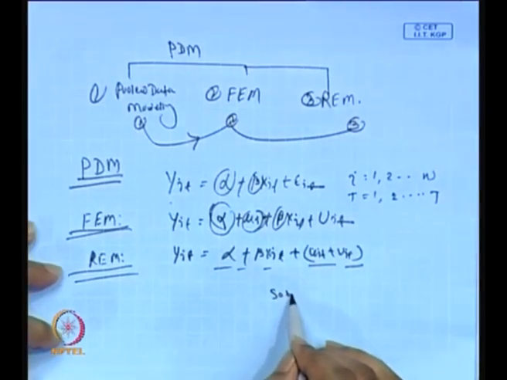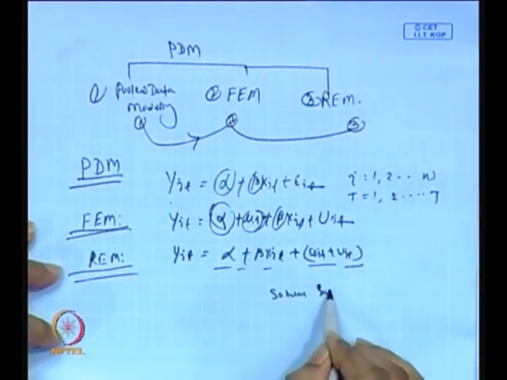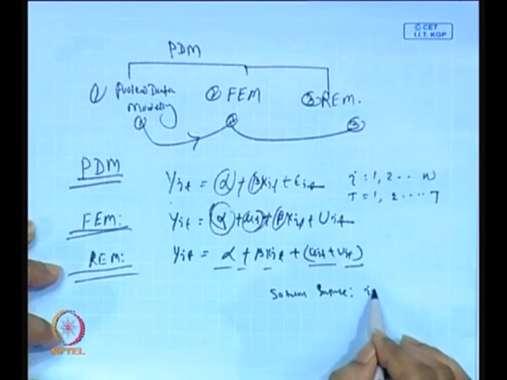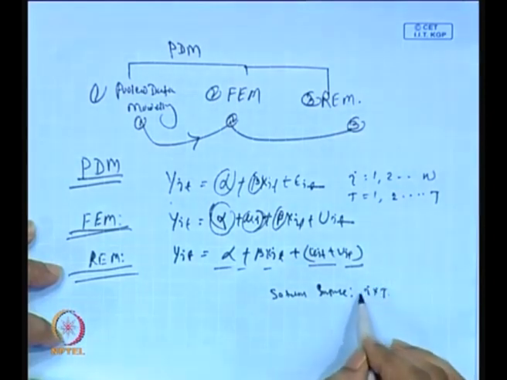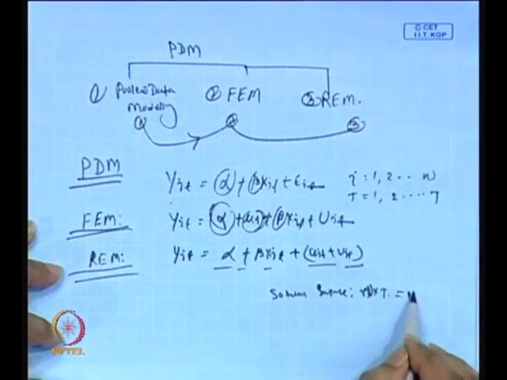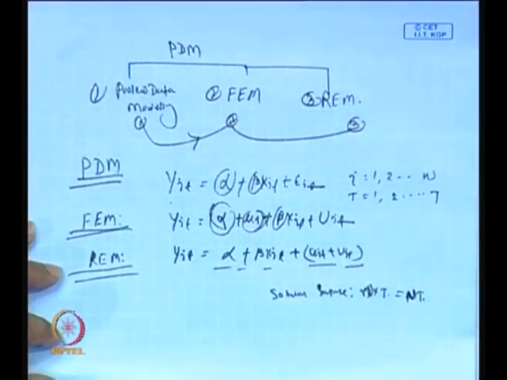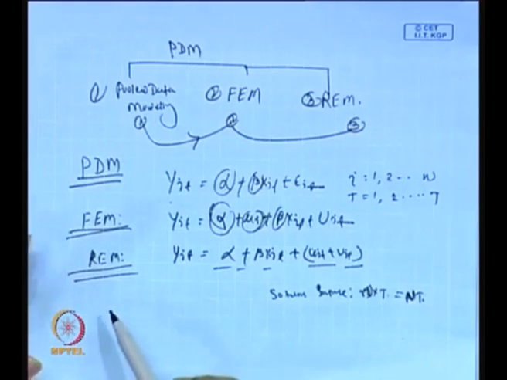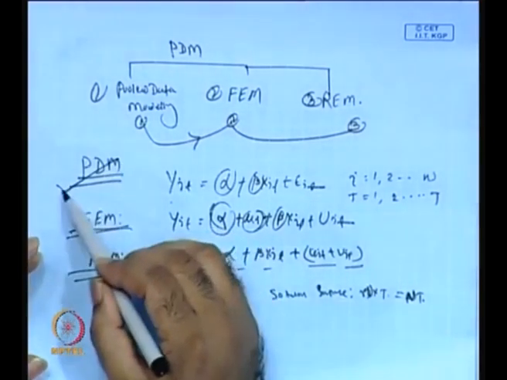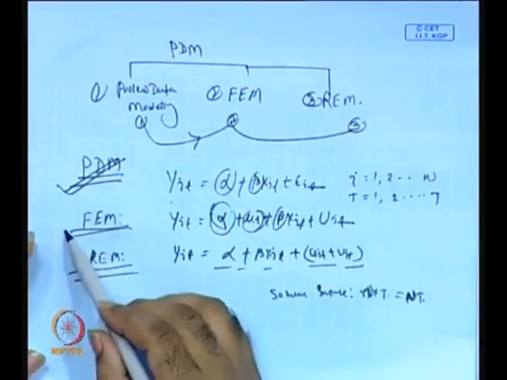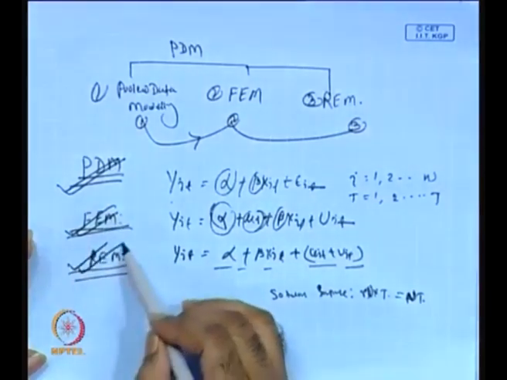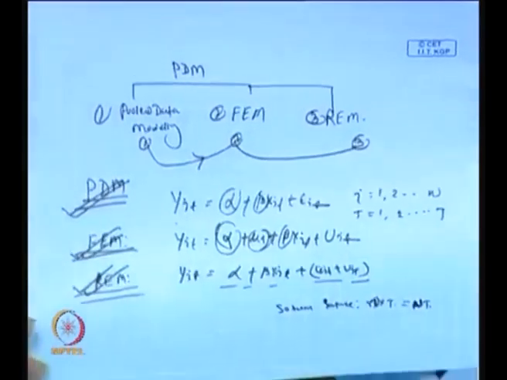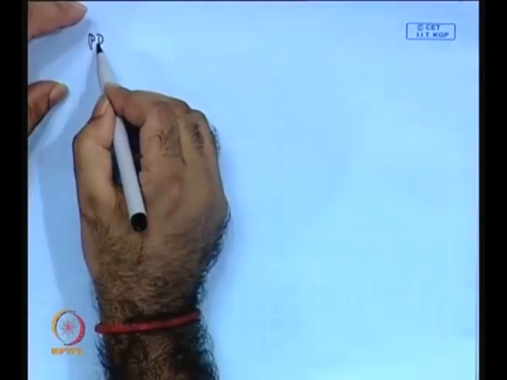So the total sample size in each case is n into T. That is what is called NT. This is the total sample size. Now we will learn a little bit about the estimation procedure of pooled data modeling, fixed effect modeling, and random effect modeling. Let us highlight what this particular issue is all about. So we start with the pooled data modeling first.